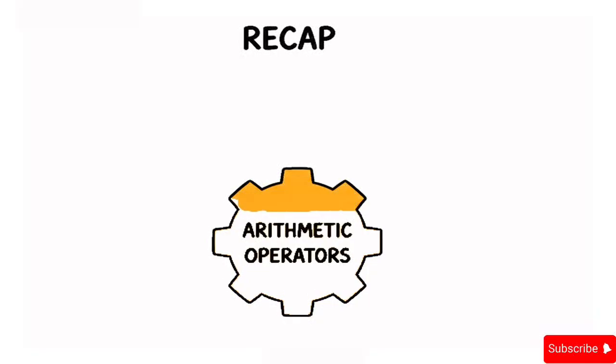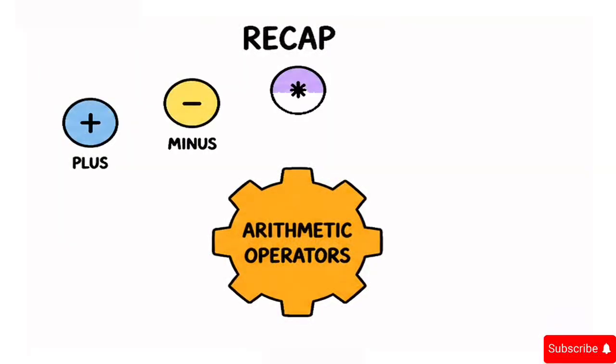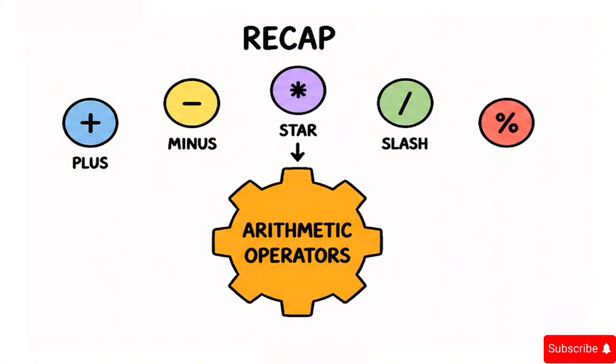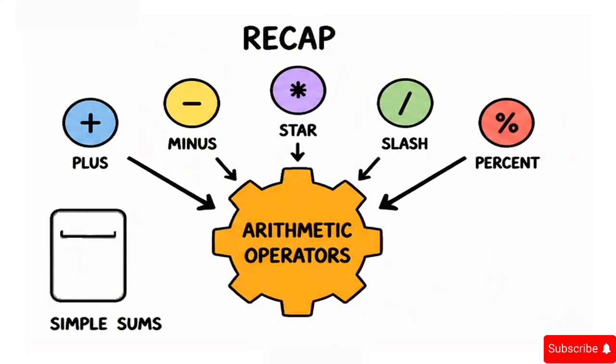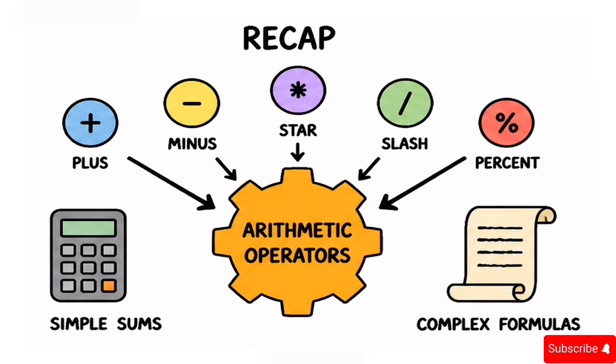To recap, arithmetic operators in C++ are plus, minus, star, slash, and percent. They power every calculation, from simple sums to complex formulas. Master these 5 symbols, and you can write any math your program needs.